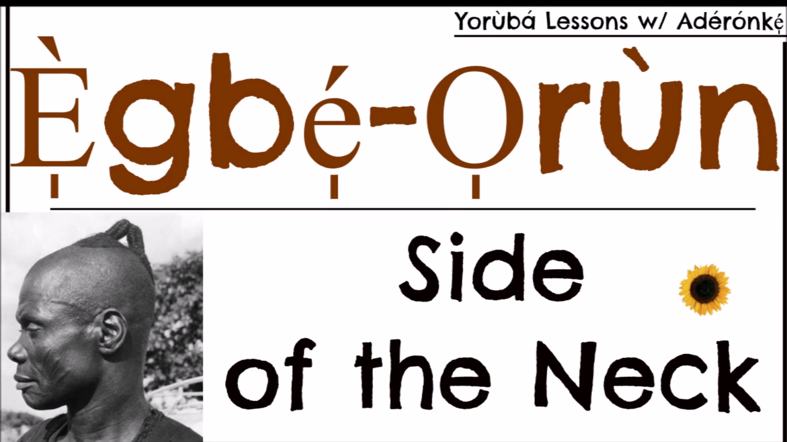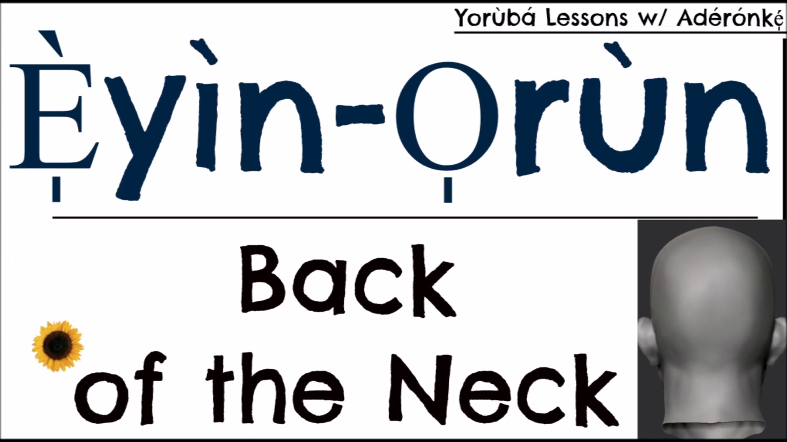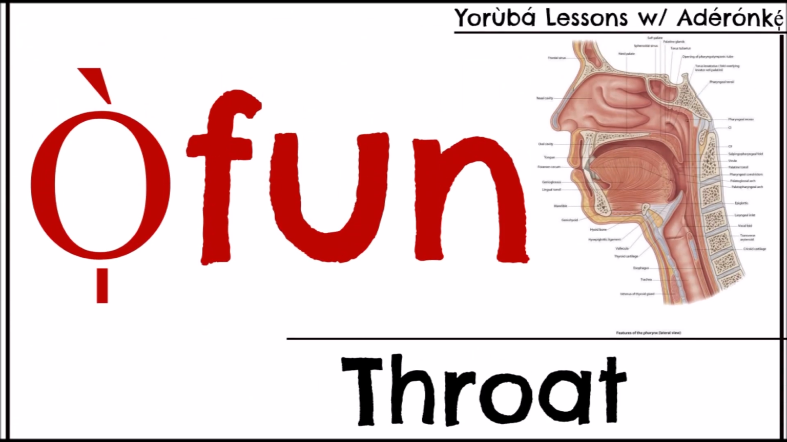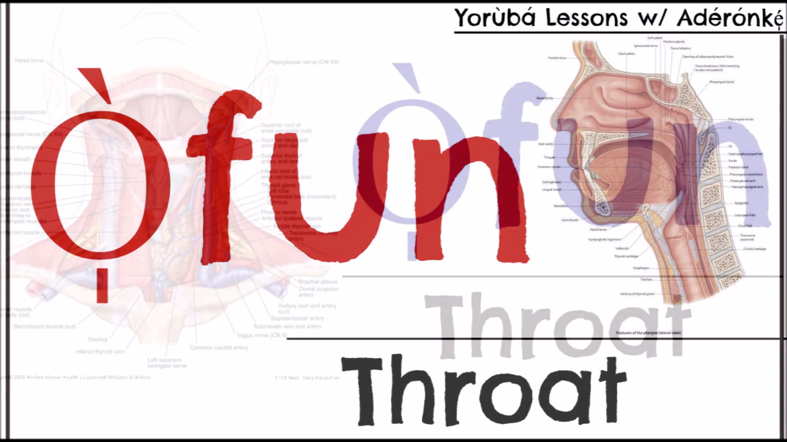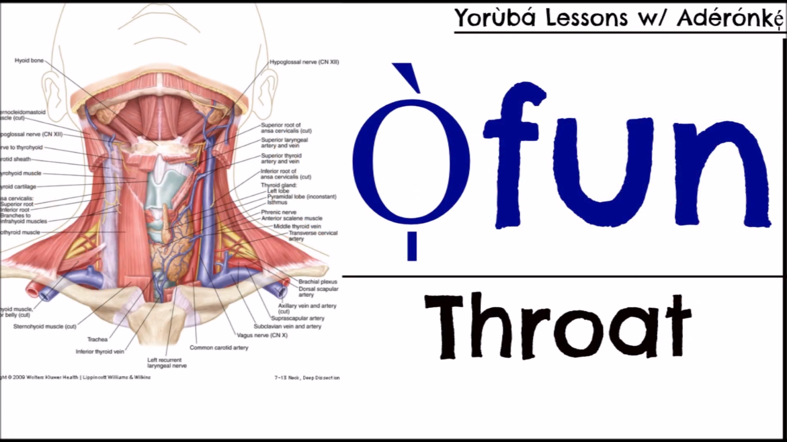Then Enyi is back. So Enyi Orun is the back of the neck. Enyi is back, Orun is neck. Enyi Orun, the back of the neck. And then the throat is Ofun. Ofun. That's the throat.